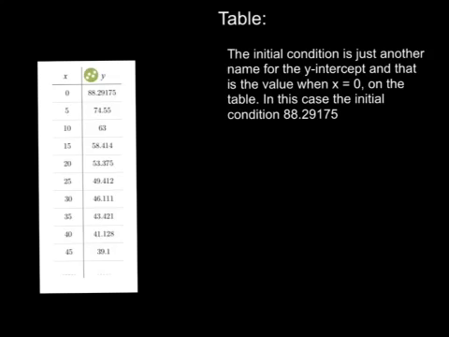So in this table, when x is equal to 0, the value is 88.29175. This means that our initial condition is 88.29175. Using the table is an easy way to find the initial condition because it's really easy and straightforward.